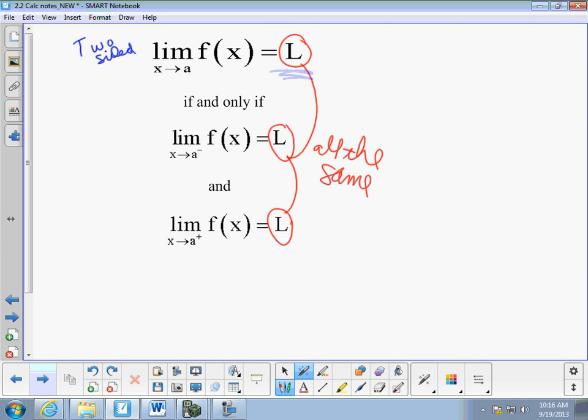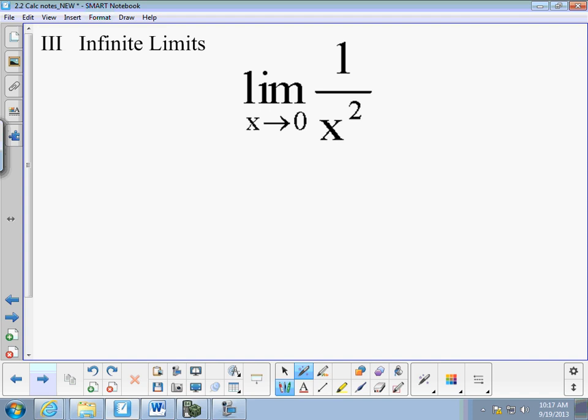It was approaching the number 2 from the left. It was approaching the number 2 from the right. The two-sided limit was 2. New title, infinite limits. That might tell you something about what's going on here.